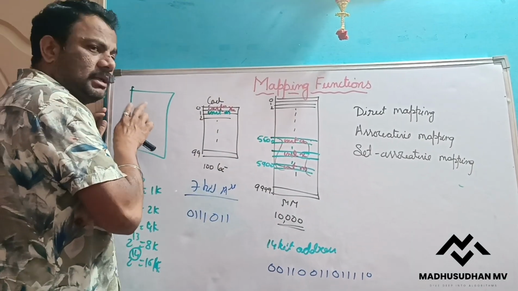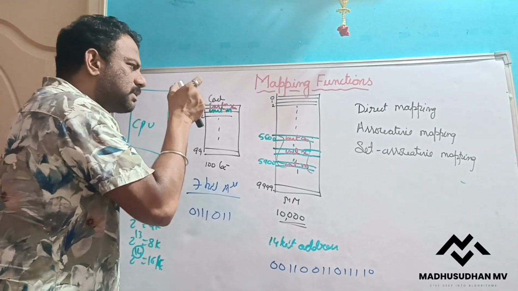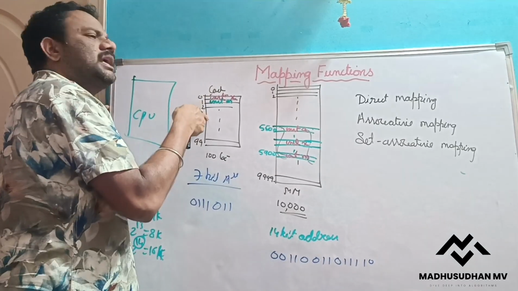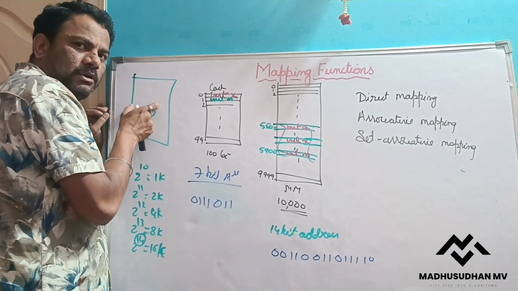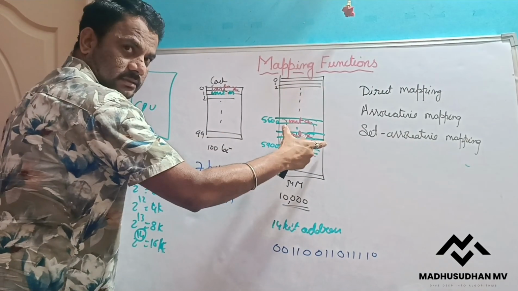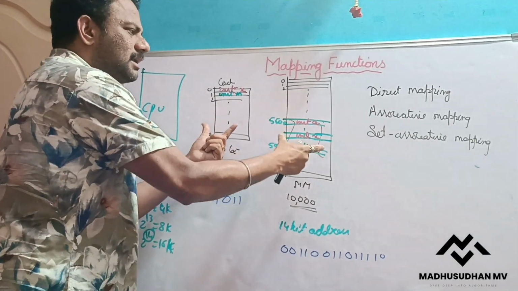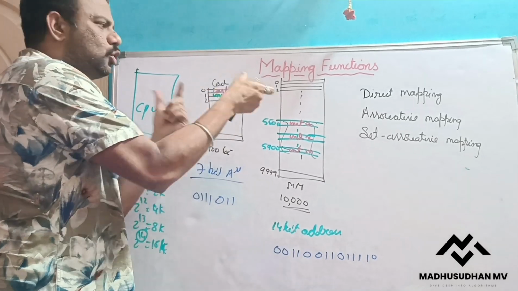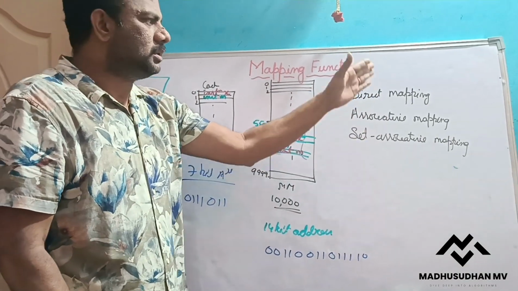The CPU always checks in the cache memory only. It will generate the memory address, but it is checking the cache memory. Understand this concept. The CPU always generates the memory address, but first it will check in the cache. So this address I need to check whether it is there or not. To do that, we are using mapping functions. So these are the 3 different mapping functions.